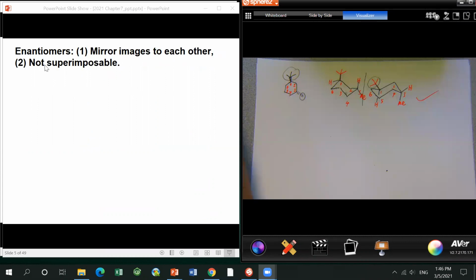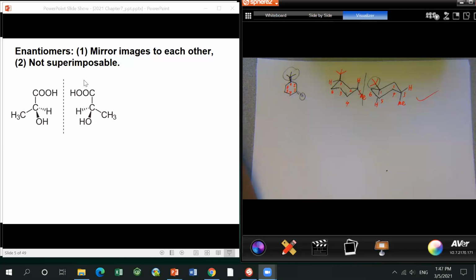Right. So for enantiomers, just keep in mind 2 conditions. First, mirror imaging. Second, non-superimposable. Enantiomers are very general in chemistry and also biology. A lot of molecules are actually enantiomers of each other.